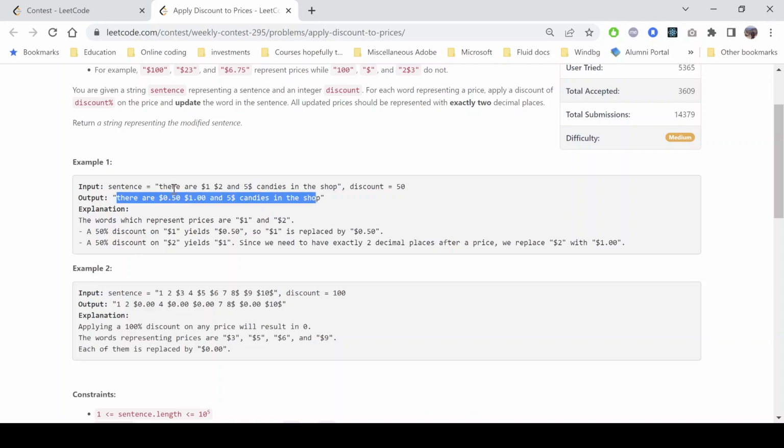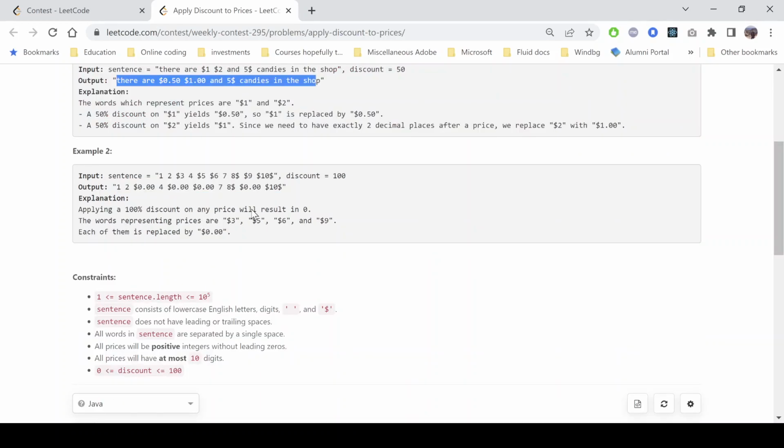If we look into the second example, so again, $3, $5, $6, and $9. These are the four valid prices. So we'll apply 100% discount here. So it comes out to be 1, 2, and then applying 100% discount makes it $0.00. Then again, 5 is converted into again 0, 6 converted to 0, and then again 9 converted to 0. So this is the final string.